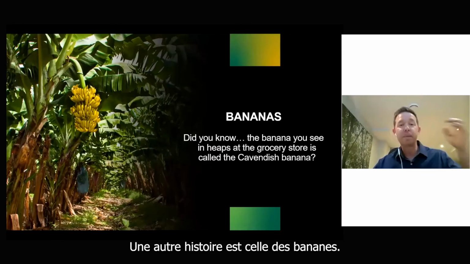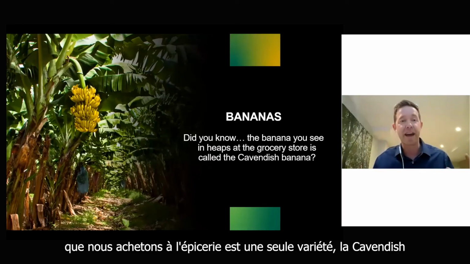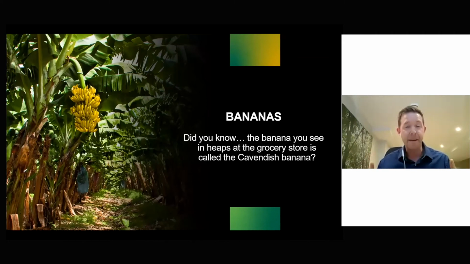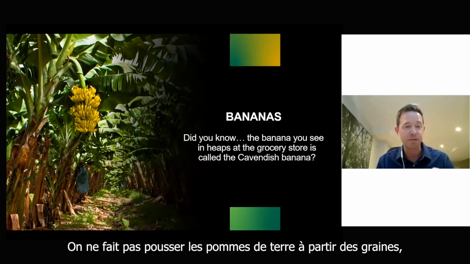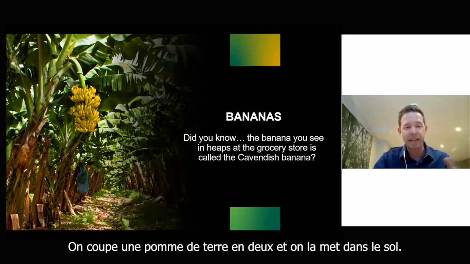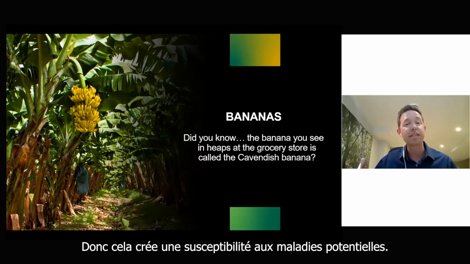So another story is bananas, and you may have heard of this, that the banana that we buy in the grocery stores, the Cavendish banana, is one variety. And it's all clonally propagated, or it's from cuttings. So this is like potatoes. You don't grow potato seed off of the top of the plant and replant it. You cut a potato in half and you put it back in the ground. So it's the exact same potato every year. So that creates a susceptibility to potential diseases.